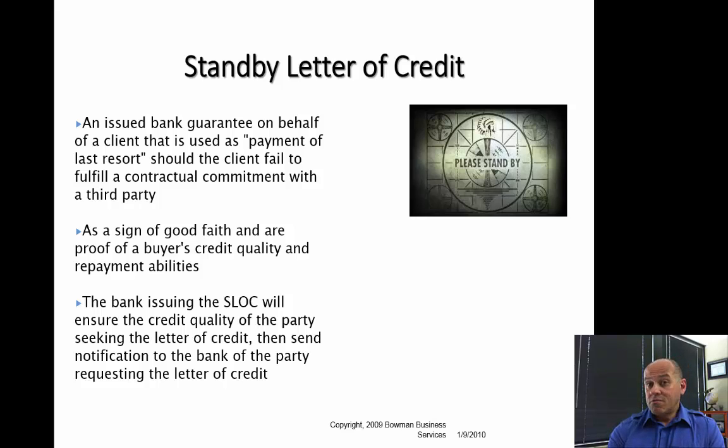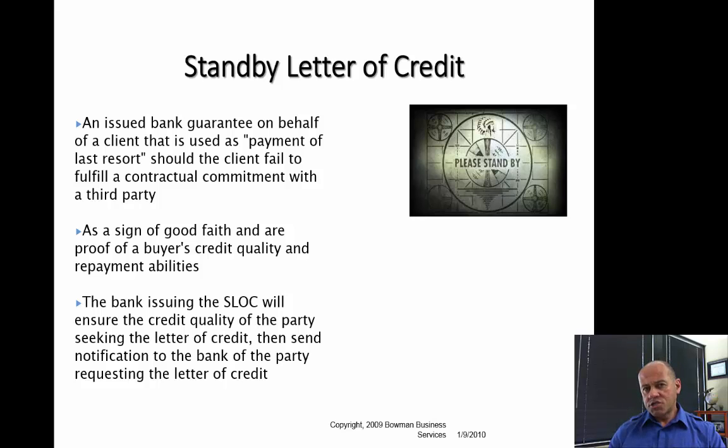That collateral will sit out there in reserve to help ensure performance, either performance of a buyer to pay or performance of a seller to fulfill a contract. Standby letters of credit are actually more commonly used than documentary letters of credit. Quite often they're used to ensure payment. It's not unusual for an exporter to ask an international buyer to put up a standby as collateral against their good faith on open account terms. So this can be used in many ways.